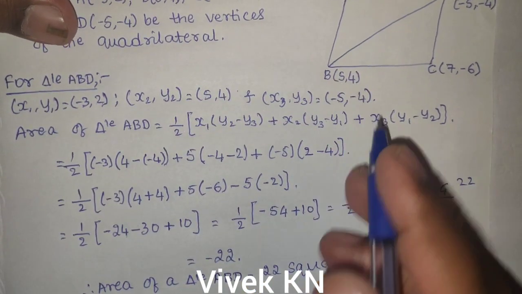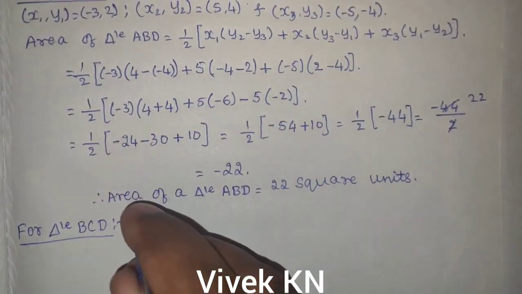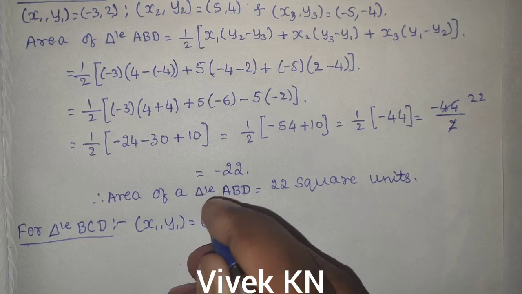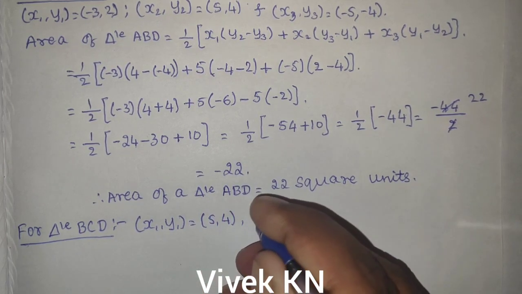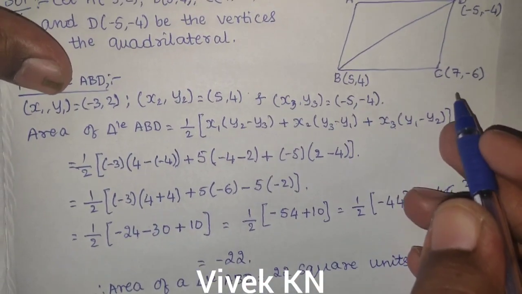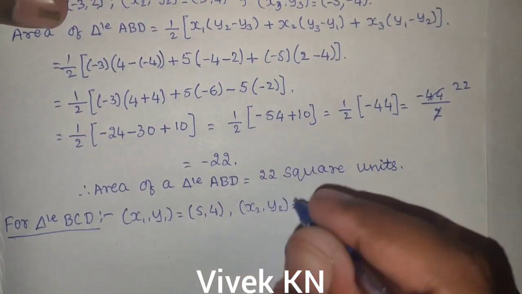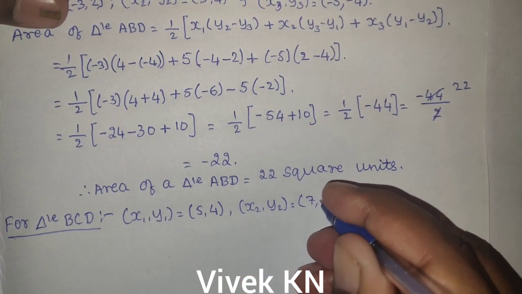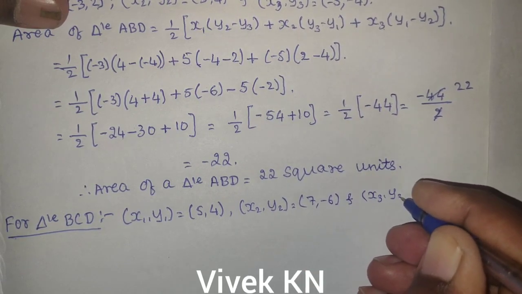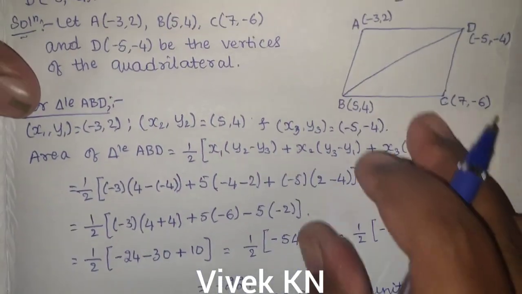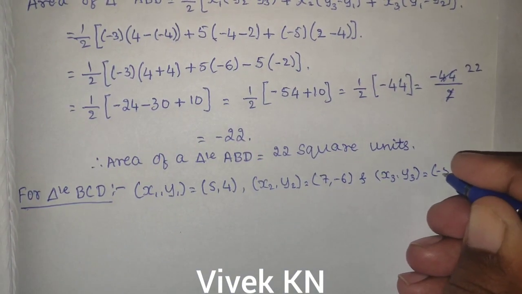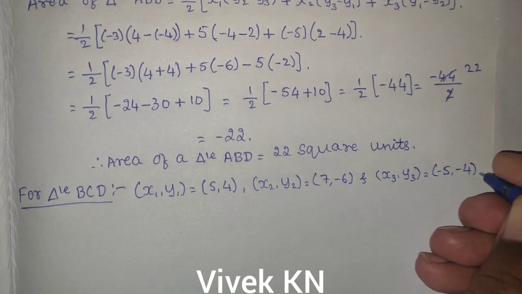x1 comma y1 is 5 comma 4, x2 y2 is 7 comma minus 6, and x3 y3 is minus 5 comma minus 4.